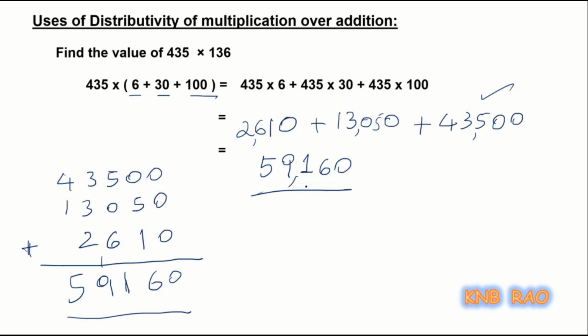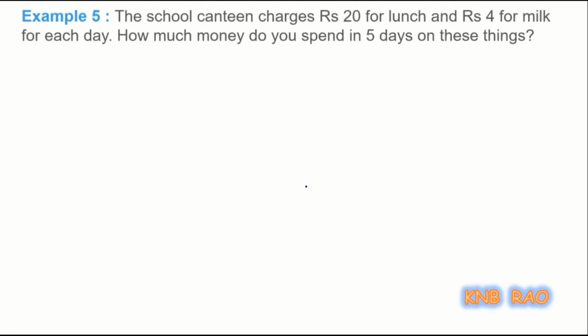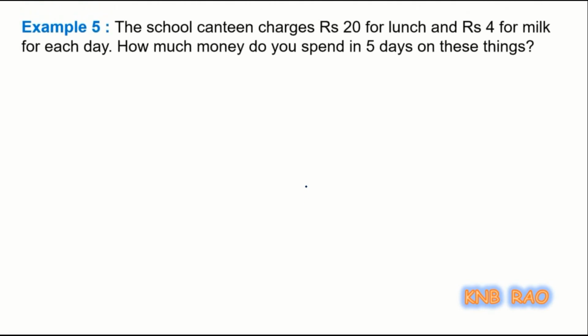Next, it is one of the uses. There are still better uses. Let us look into that with examples. Here I have one question. The school canteen charges rupees 20 for lunch and rupees 4 for milk for each day. How much money do you spend in 5 days on these things? So this is the question.